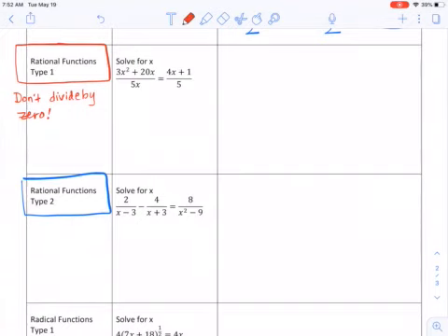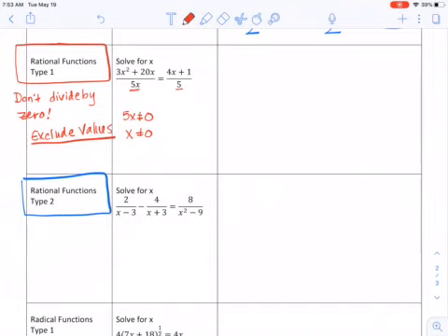Anyway, the first thing you need to make sure we do is look for excluded values. Remember, the excluded values are what will make the denominator 0. Nothing's going to make the right side 0 on here, but on the left side, 5x cannot be 0, which means that x cannot be 0.